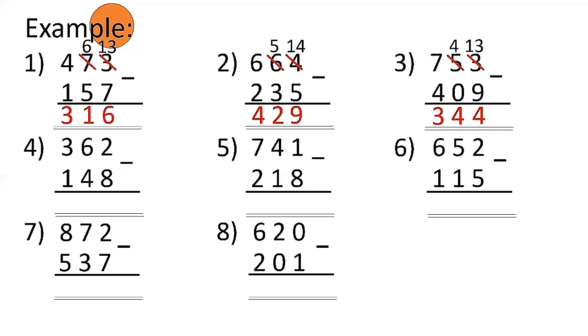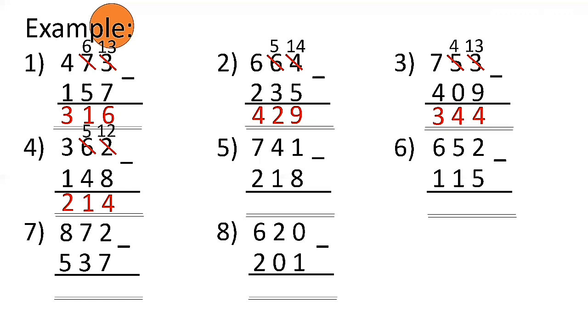Number 4, 362 minus 148. We cannot subtract 2 by 8, so we need to borrow in the tens place. 6 becomes 5, and 2 becomes 12. 12 minus 8, that is 4. And 5 minus 4, that is 1. And 3 minus 1, that is 2. So our answer is 214.